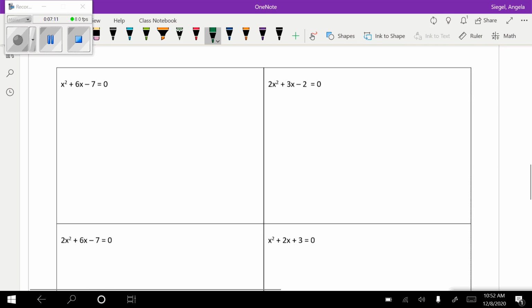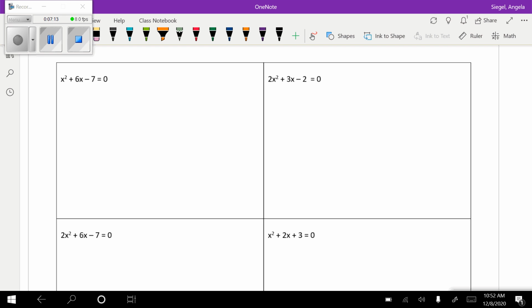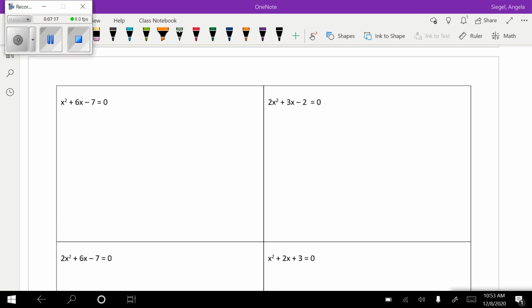Okay, so we have 4 more problems, and we are going to dig into what this looks like. The first thing I do when I come to a problem like this is figure out, is this the number I want? So I take 6, divide it by 2 and then square it. So I have 3 squared, which is 9. That's definitely not 9.